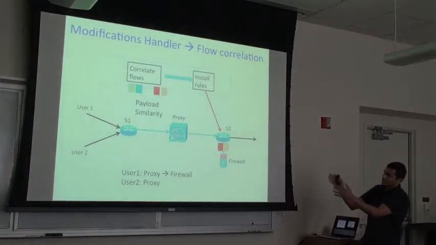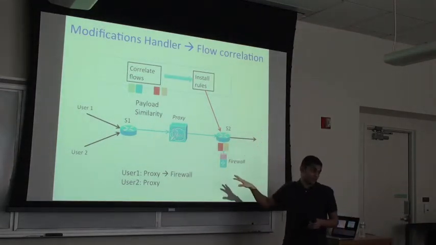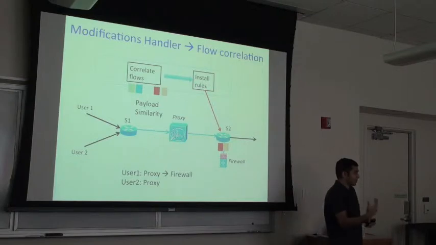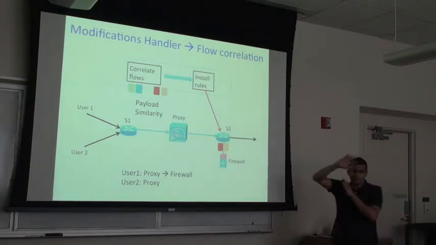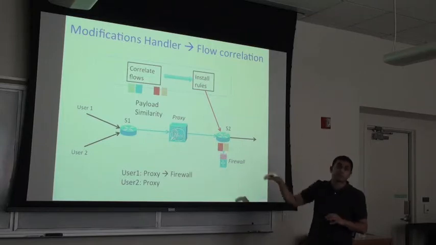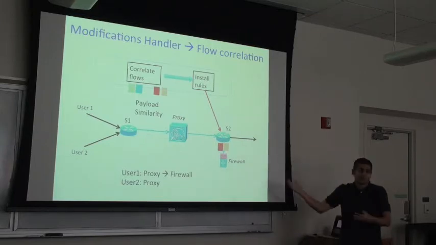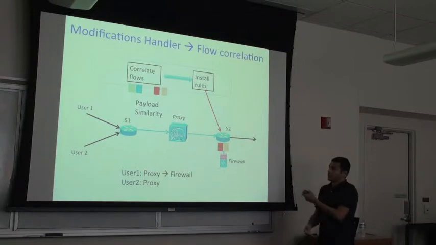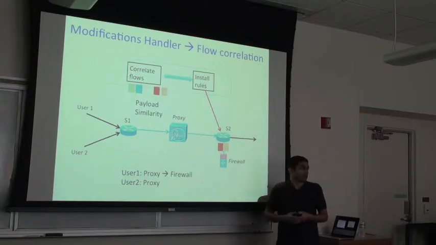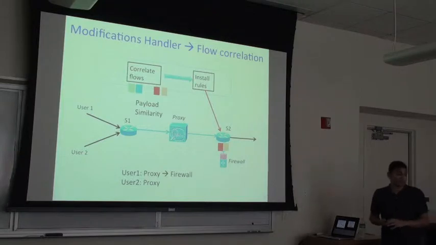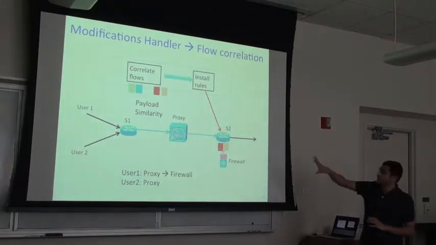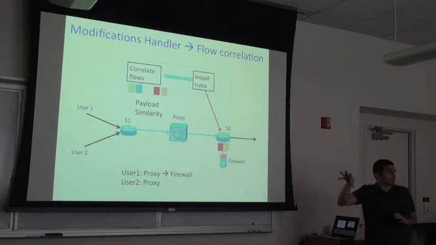So again, this is somewhat of an expensive process, because you have to collect the first few bytes of the stream, send it to the controller, hold it there, calculate the payload similarity and then install the rules. But if you want to do it in a perfectly backwards compatible manner, this is a reasonable solution to the problem. But an approximate solution. It's an approximate solution, absolutely. It's not always 100% accurate. And in fact, this is really the stumbling block that we hit.